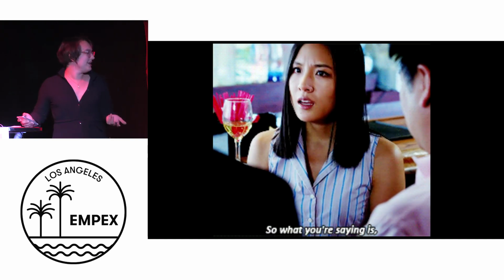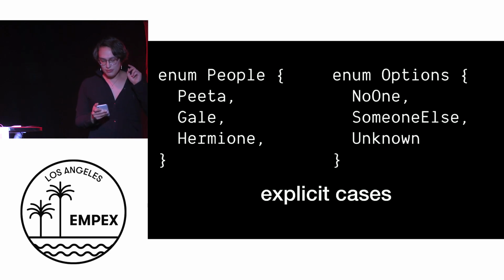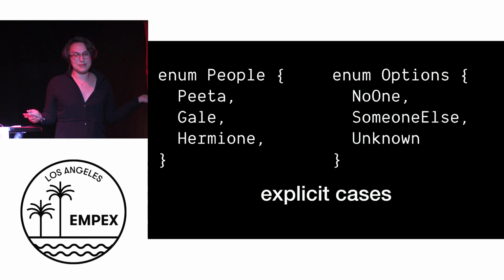So what I'm saying is, what are alternatives to null? Like, what can we do in those cases where we would want to use null, but maybe there's a better way? Maybe there's some other options we should consider. So one way we can do is we can use explicit cases here.